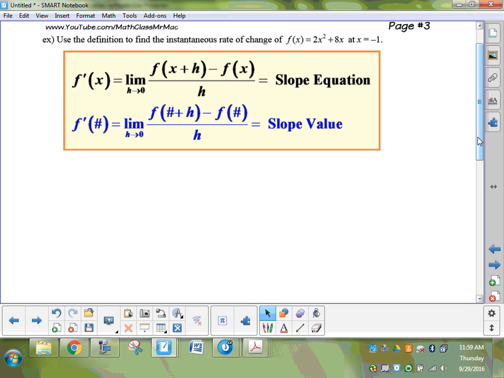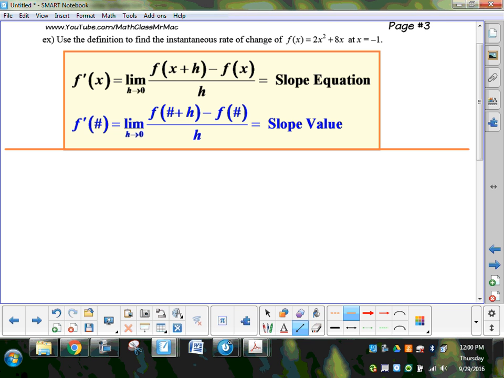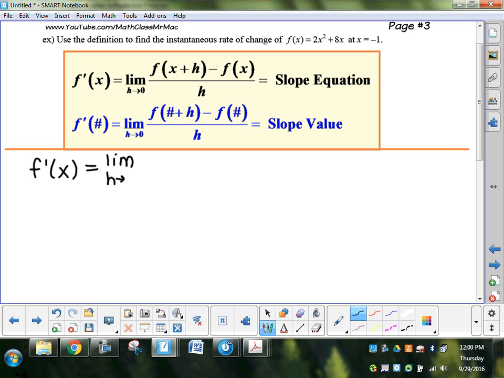Use the definition to find the instantaneous rate of change. Let me separate this out. Use the definition to find the instantaneous rate of change of f of x at -1. So the first time I'm going to go through and use the derivative of x is equal to the limit as h approaches 0 of the difference quotient, which is f of x plus h minus f of x all over h.